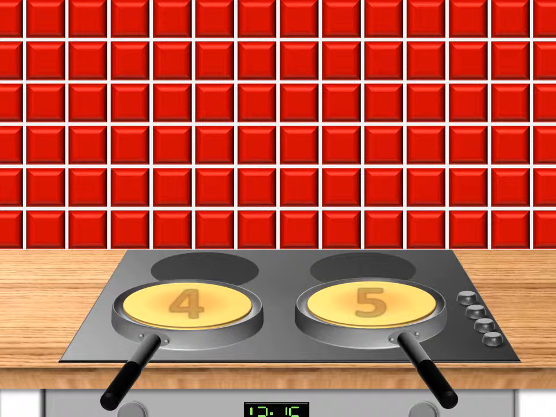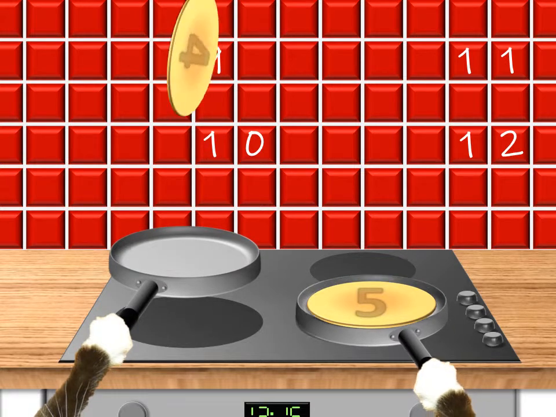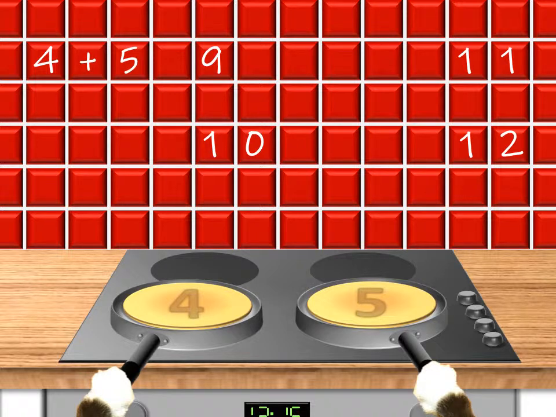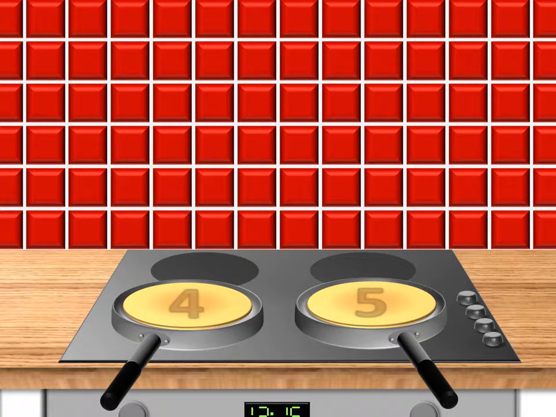We know that we need to make the totals 9, 10, 11 and 12. We also know the number on the top of each pancake. We can therefore calculate our first total by adding the numbers we know like this. 4 add 5 equals 9. Next, we need to calculate all the possible numbers to make the remaining totals. So let's consider each pancake in turn.